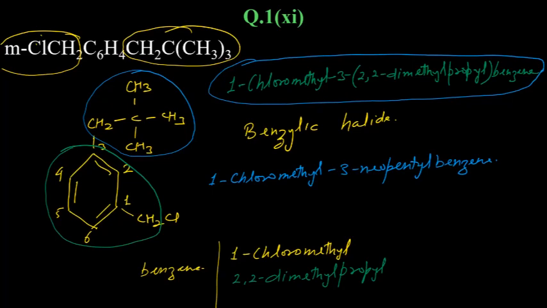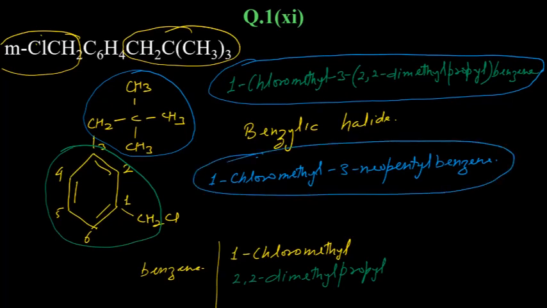And why you need to know the other possibilities, because sometimes in the paper you get the name written like this. You must know these types of conventions. If you don't know, you won't be able to understand the configuration of the compound.